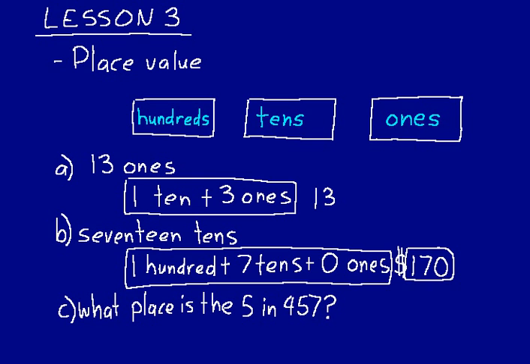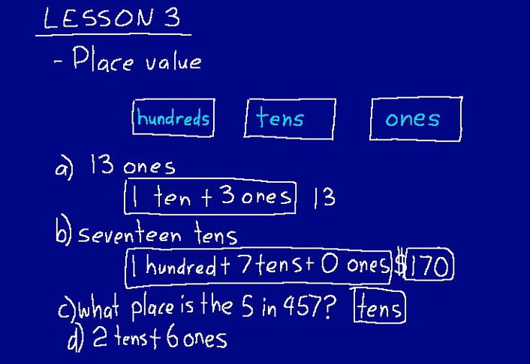Look at practice problem C. Now that we know a little bit more about place value, what place is the 5 in 457? Well, just think about it. The 4 is in the hundreds place. The 5 would be in the tens place. So that's what we would say for an answer there. The 5 is in the tens place.